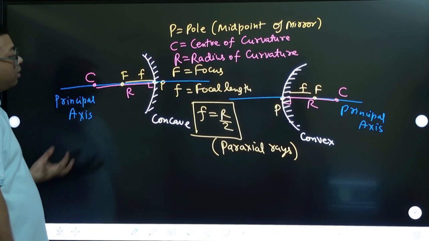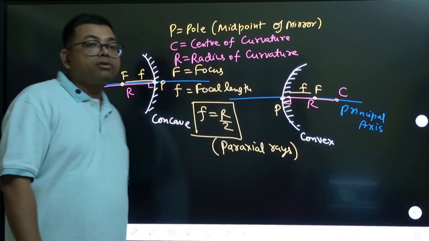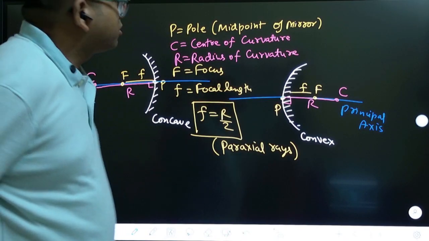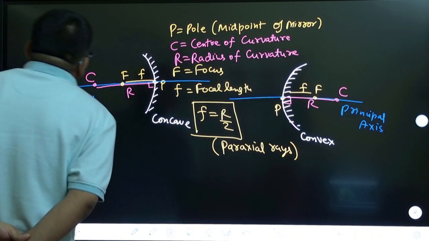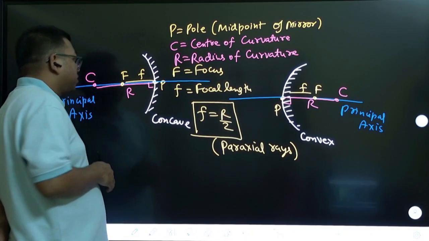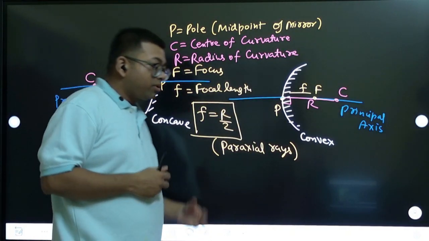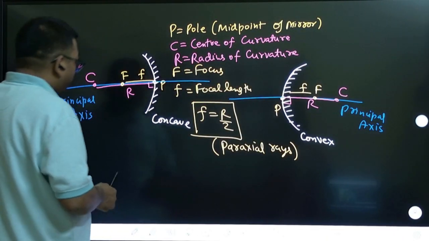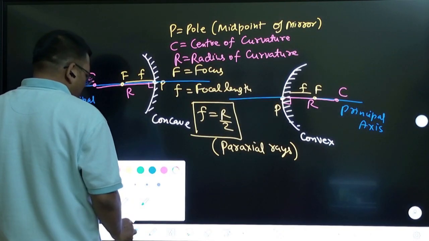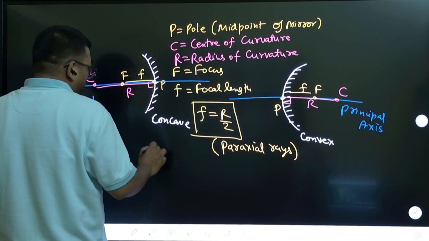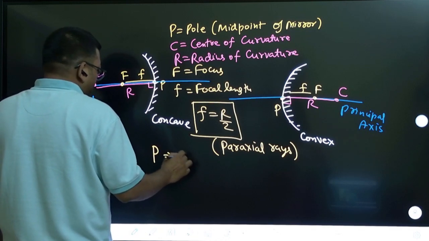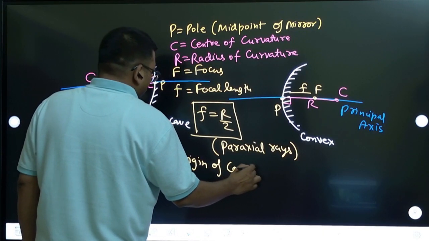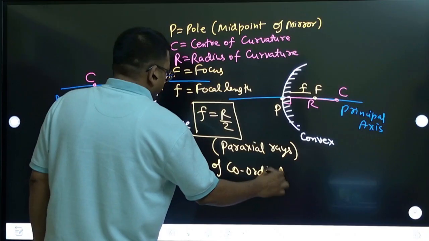Now the object can be anywhere in front of this. Of course, when you want to make the image, you have to keep the object in front of the mirror. And this pole is considered as the origin of the coordinate system.